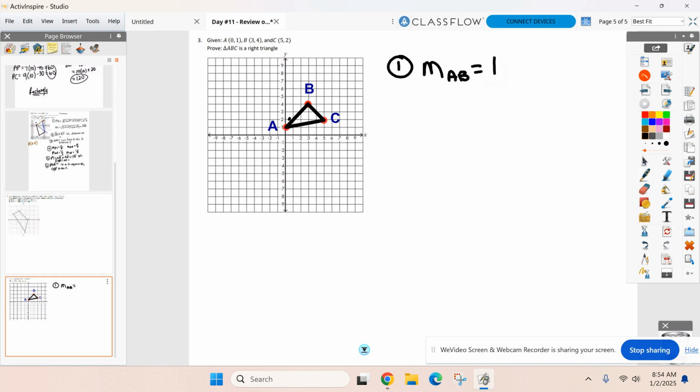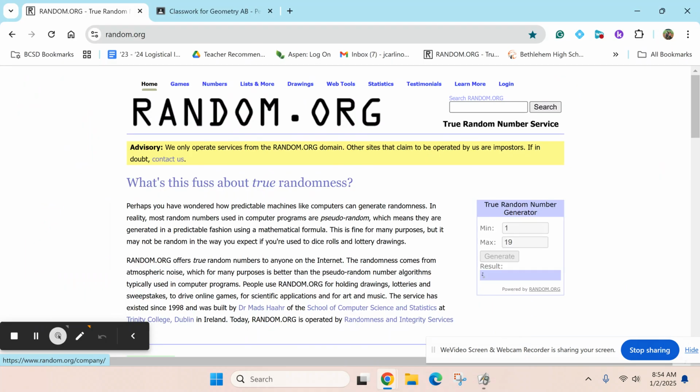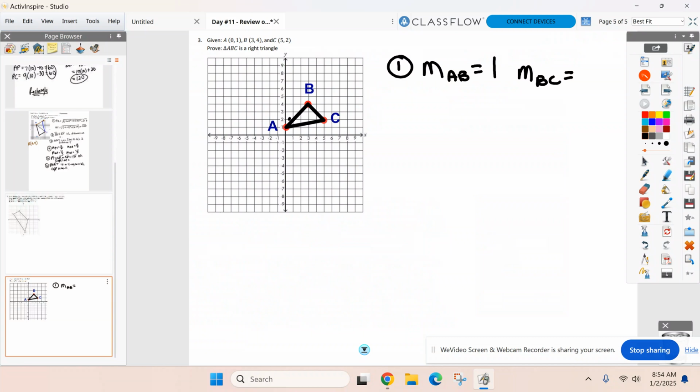3 over 3. I'm just going to put 1, right? 3 over 3 is 1. All right. Now let's do it for BC. Slope of BC. Up and over how many for BC? Jackson? Oh, negative 2 over 2. Oh, there we go. Negative 2 over 2, also known as negative 1, right?